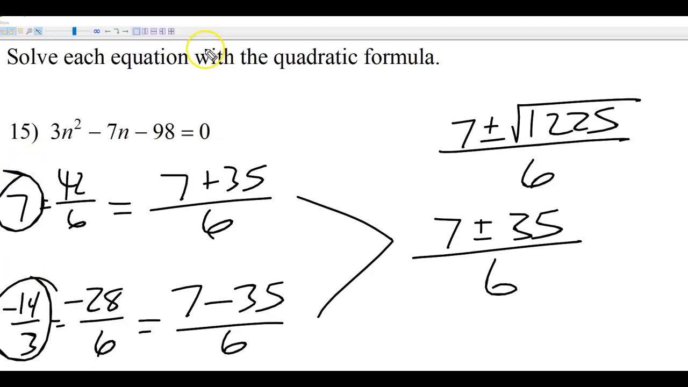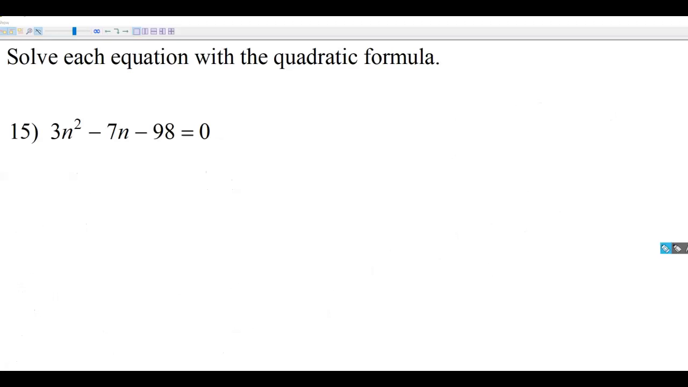Okay, so when you have the situation where the square root is a perfect square root, you can split it up and actually simplify it until you end up with just two basic fraction answers. Okay. So that's that one. And then there was one more example I wanted to show you.